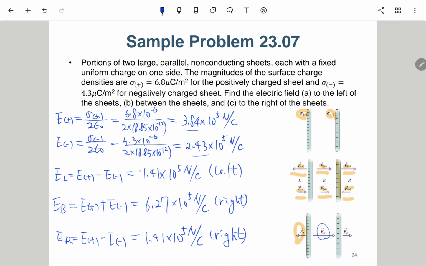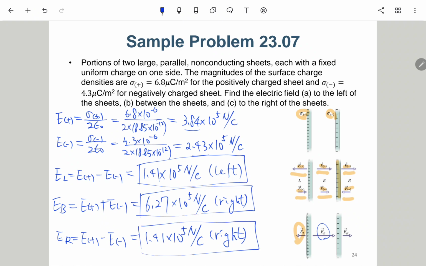Okay, so these three are the answers. This one is pretty simple. We just let you know how to apply the formula we just derived.